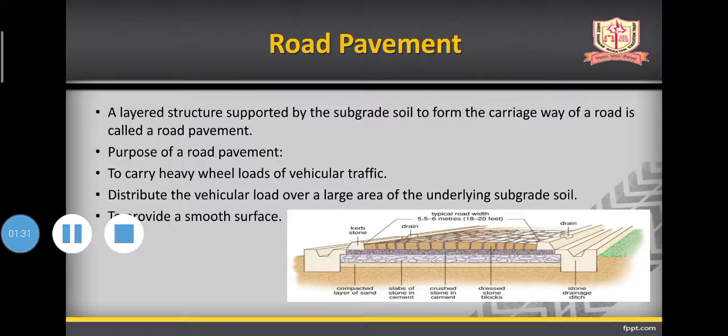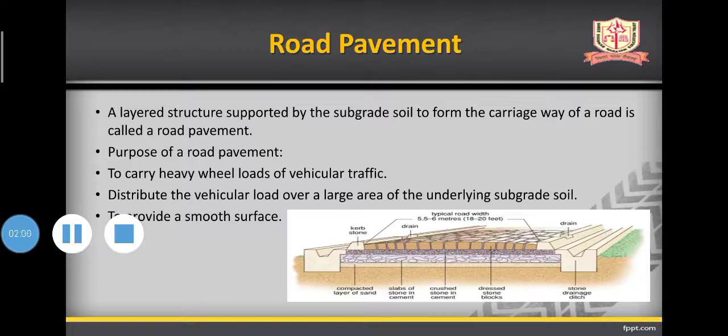What is the purpose of this pavement? The first purpose is to carry the heavy vehicular load of the vehicular traffic. The road we construct, the main aim is obviously to carry the vehicular load. Whichever may be the vehicle, that load should be bearable by our pavement.